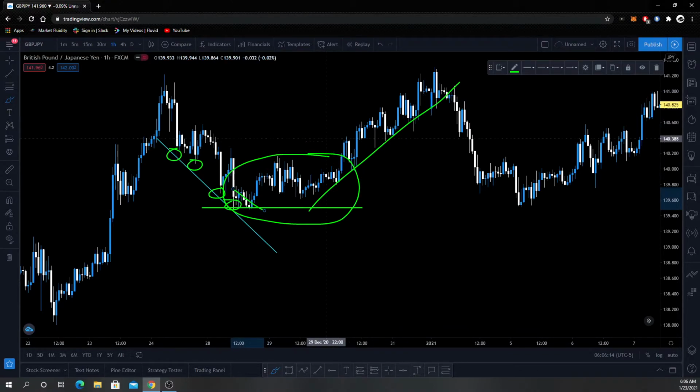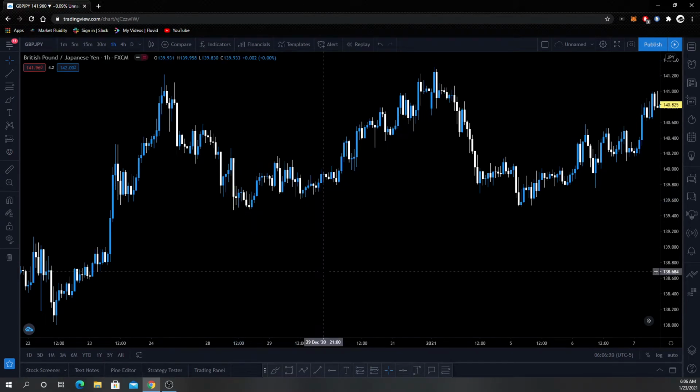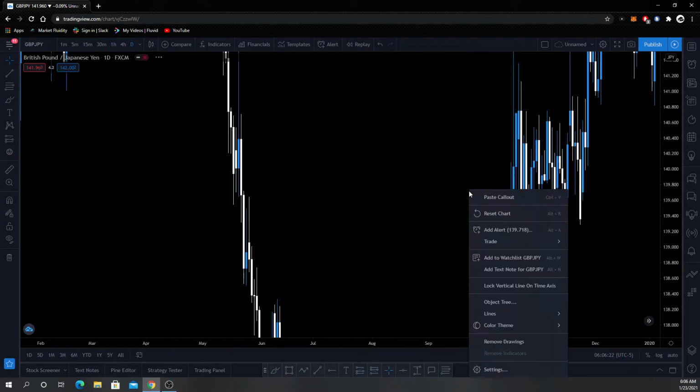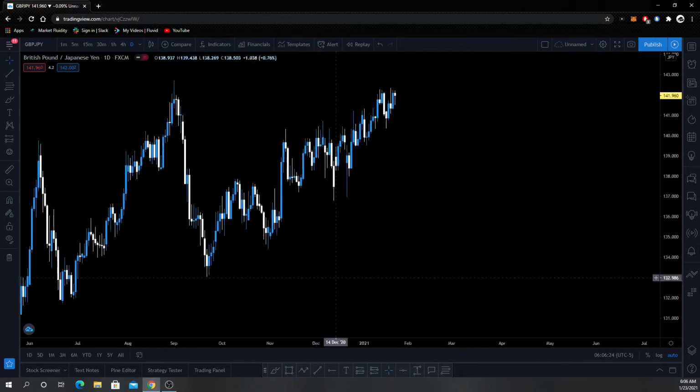Now we will talk about support and resistance levels. So let's remove these. Let's go on the daily time frame. Reset chart. Okay.